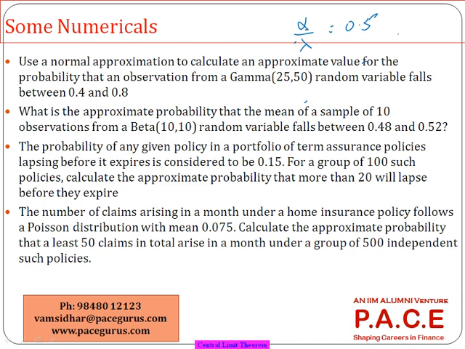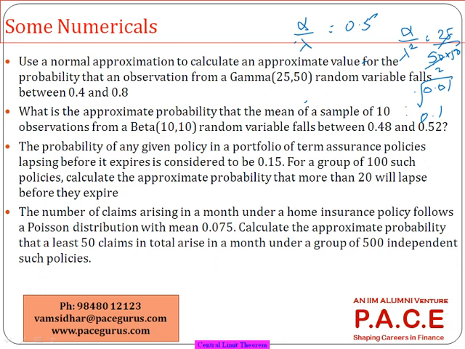What is the variance of the normal distribution? Whatever is the variance of the gamma distribution: 25 by 50 into 50, which is 1 by 100 or 0.01. The standard deviation will be the square root of 0.01, which is 0.1. So for the normal distribution, my mean will be 0.5 and the standard deviation will be 0.1.